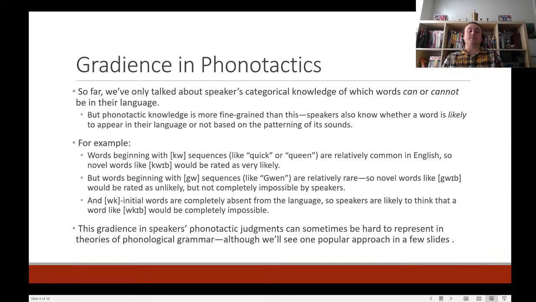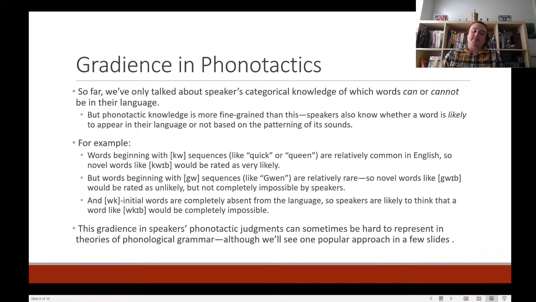They can tell you the difference between a novel word that sounds like it absolutely could be perfectly common in a language, a novel word that sounds like it might be in this language but if it was, it's got this kind of rare sequence in it, and words that have completely absent sequences, words that are completely impossible. And we call that gradience, right? They can judge words in a gradient fashion. And sometimes this gradience in speakers' judgments can be a little hard to represent in theories of phonological grammar.